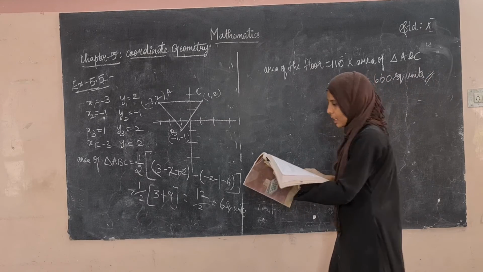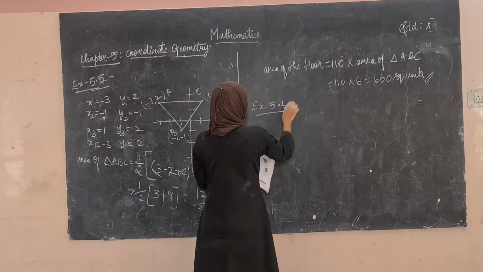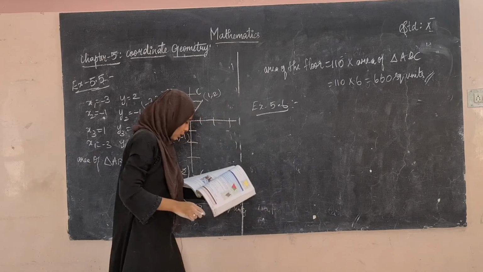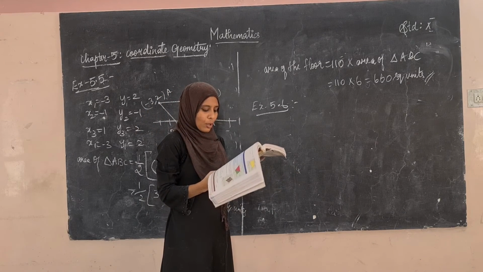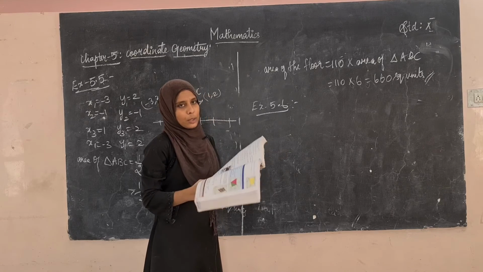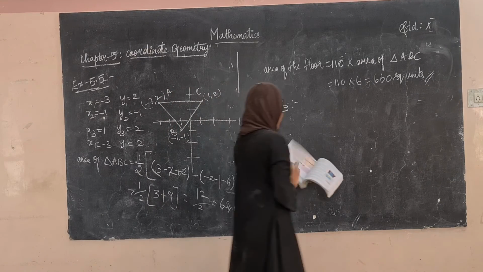Okay, see the next example. Example number 5.6. See the question. Find the area of the quadrilateral formed by the points. They have given 4 points. So we are going to find the area of the quadrilateral.